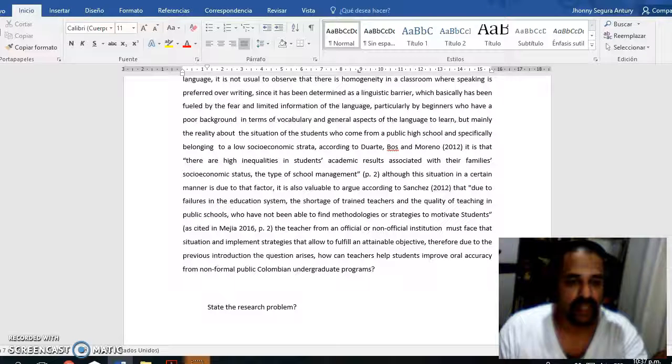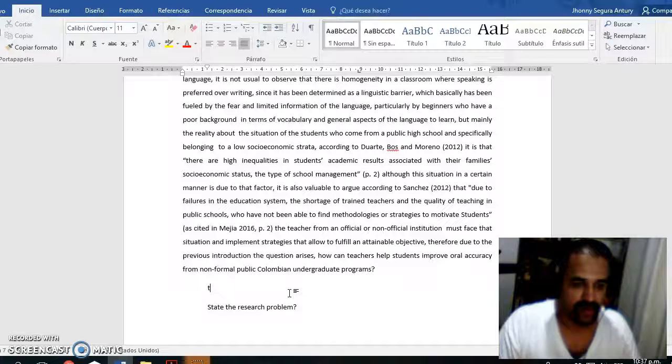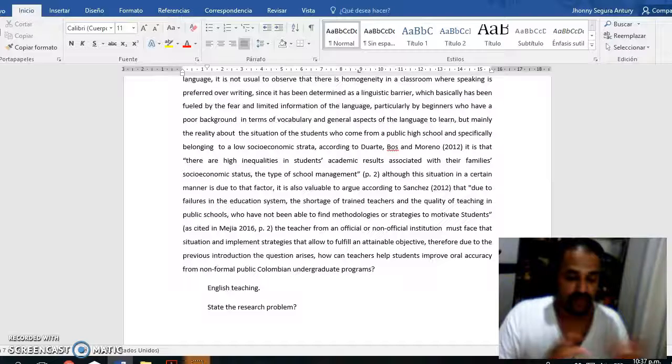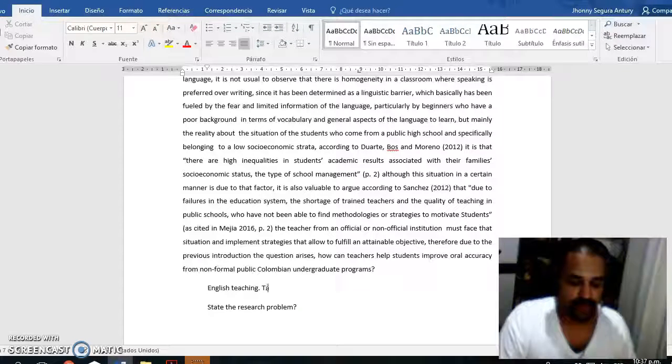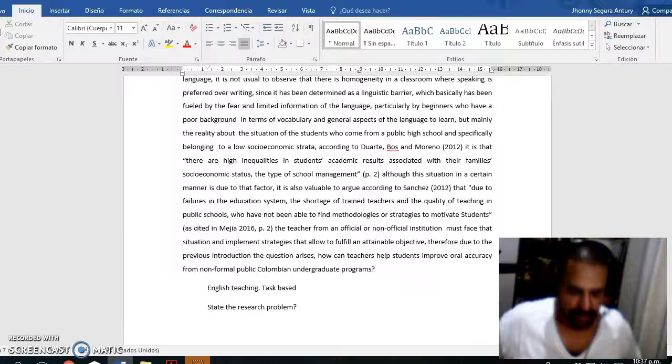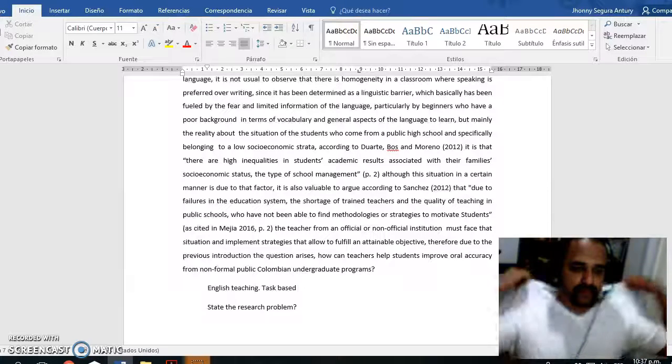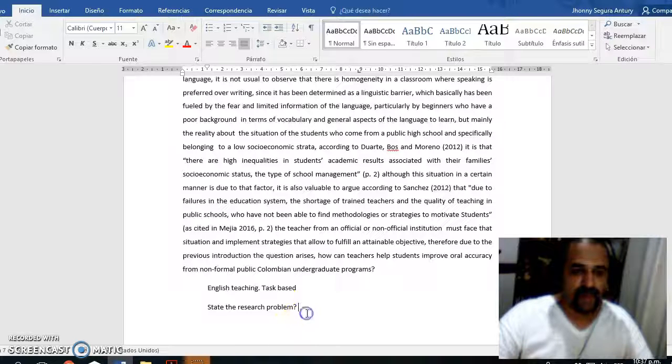So I know that you said you want to help improve oral accuracy from non-formal public undergraduate programs. Yes, but first you need to bring the discussion about the way English is taught at SENA and in general in Colombia, but you can focus on SENA, before or now, and then bring the issue of task-based and the discussion around the use of this approach, and then state the research problem.